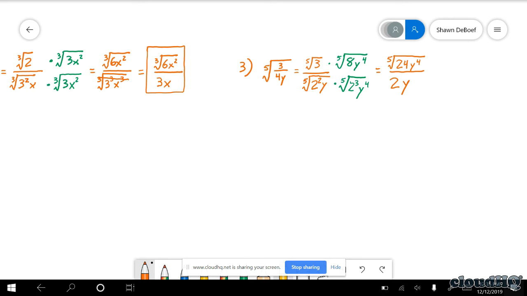24 is a big enough number with enough factors. You might see that and think, can't I simplify that? But the answer is no. If you do a factor tree on 24, you get 2 times 2 times 2 times 3. You have 3 2s and a 3. I don't have 5 of anything. So there's nothing that can pull out there. That's your answer.